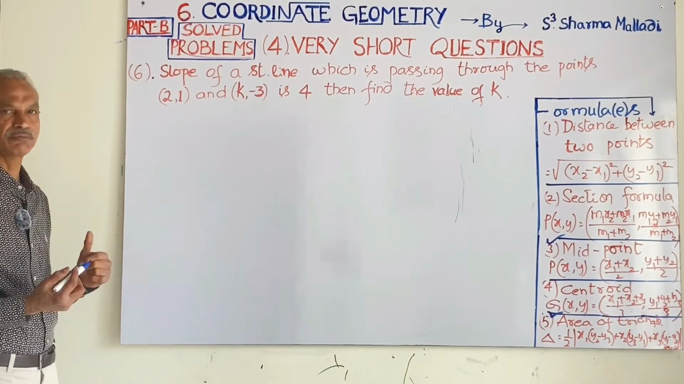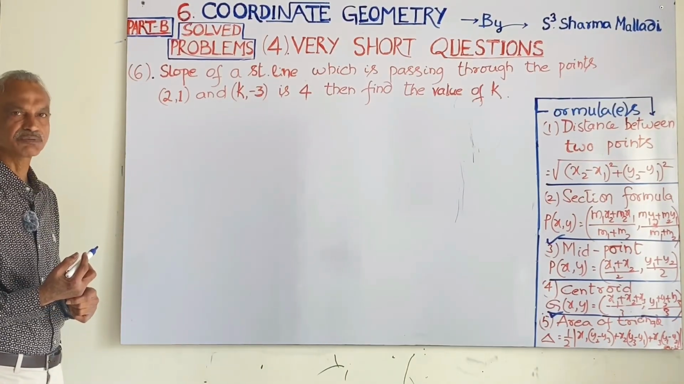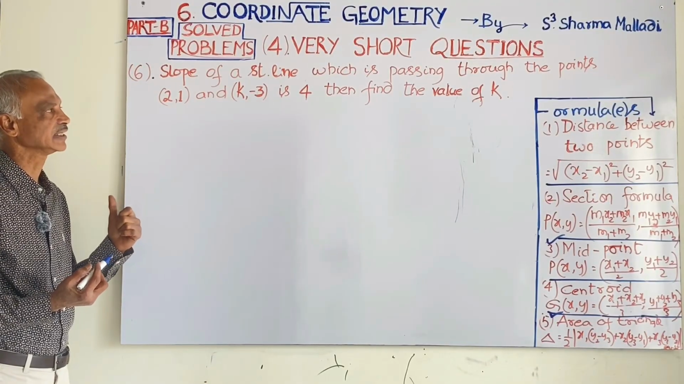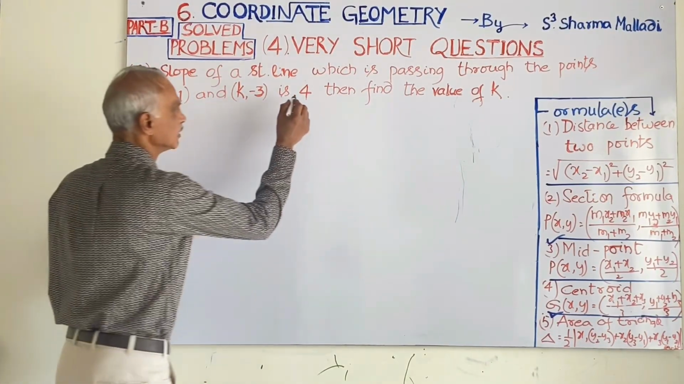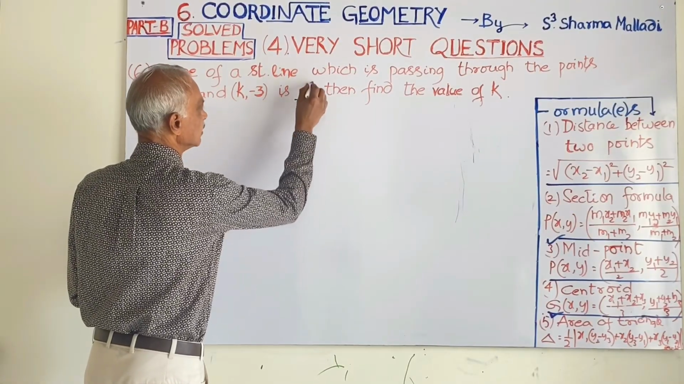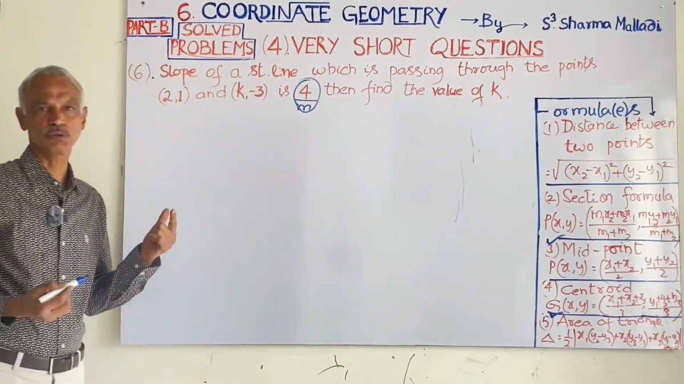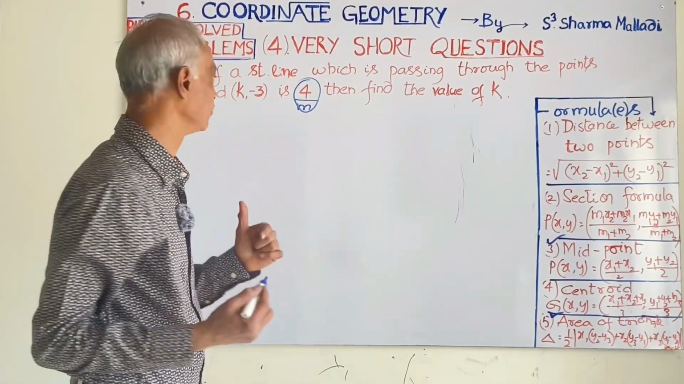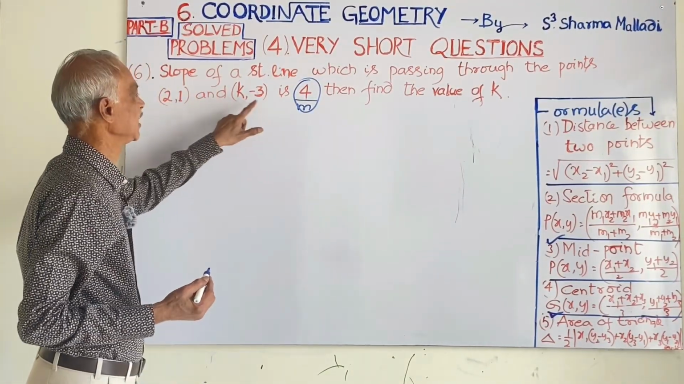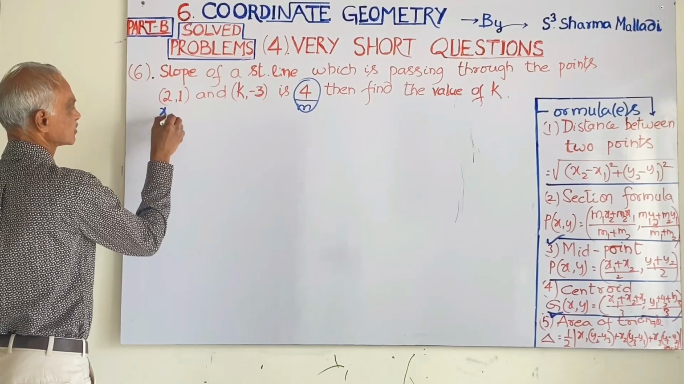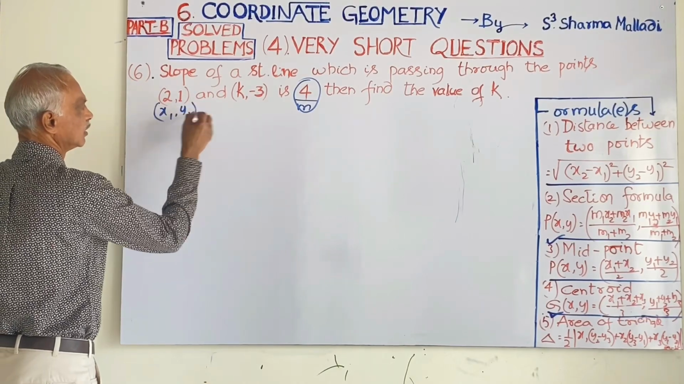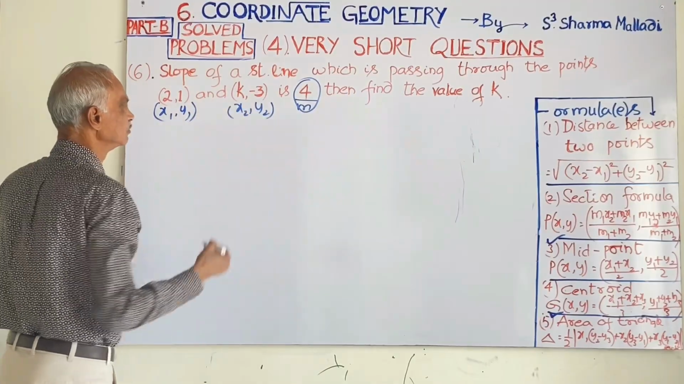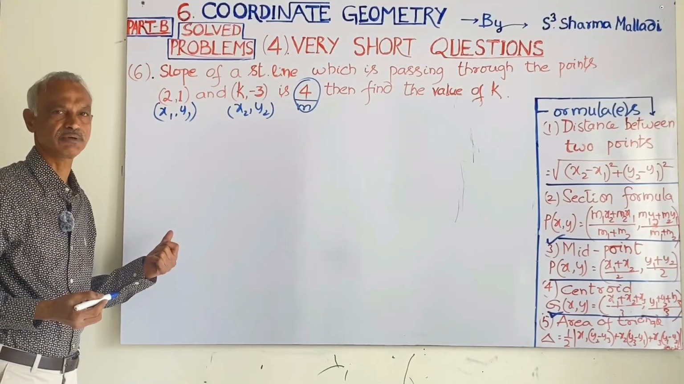What is our sixth problem? The slope of a straight line which is passing through the points (2, 1) and (k, -3) is 4. Slope he has given. Slope m he has given. m is the slope, that is 4. You should know the slope formula, with x1 y1 and x2 y2. This is x1 y1 and x2 y2. We should know the slope formula.